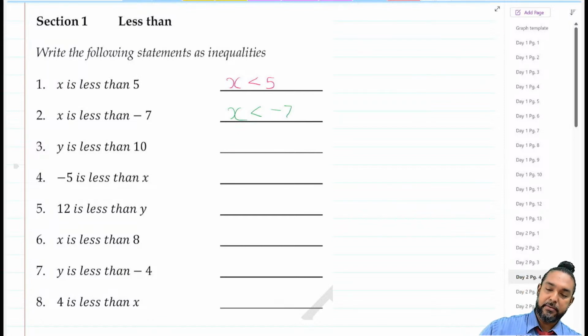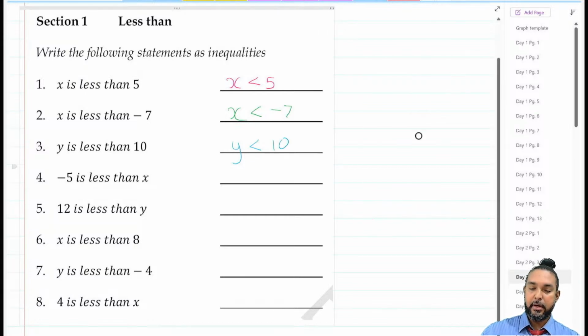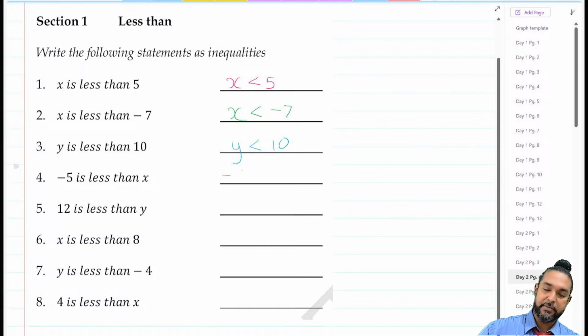Y is less than 10. So y is less than 10. And this one, minus 5 is less than x. Yeah, if I keep doing that, I'll run out of time, and I started late already.